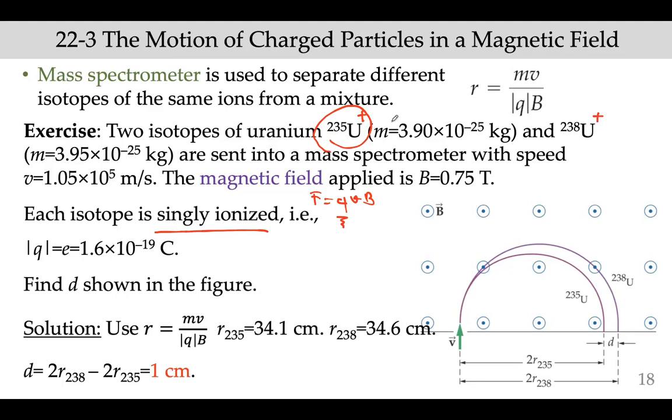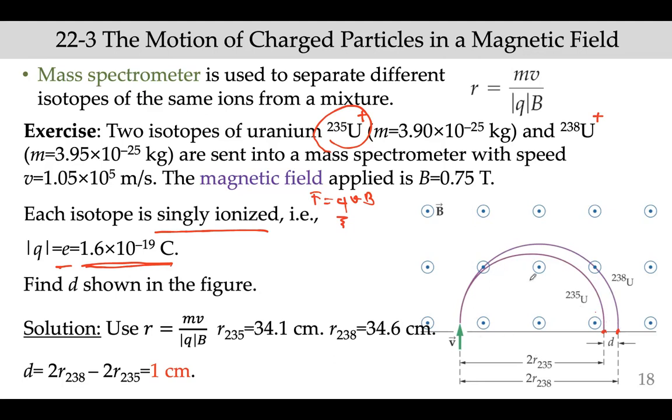What is the amount of charge they have? It will be the amount of this fundamental charge, which is actually the charge of a proton. Because they have 1 extra proton than the number of electrons, the charge is the charge of the proton, which is this number. Now the question is, find D in the figure. What is the distance between the points where each isotope falls in?